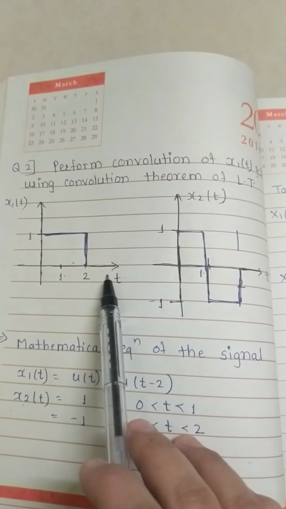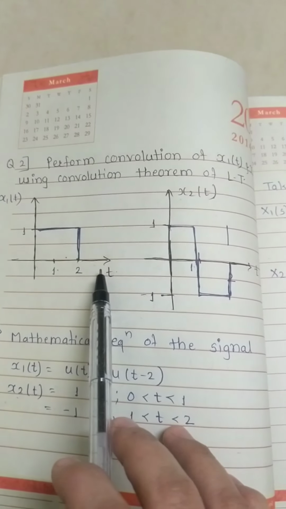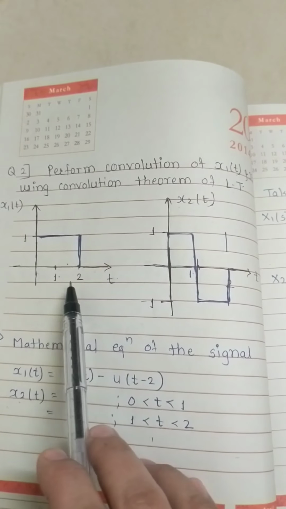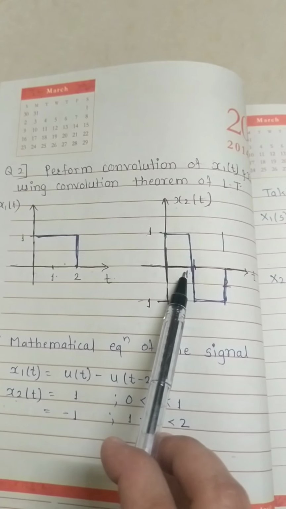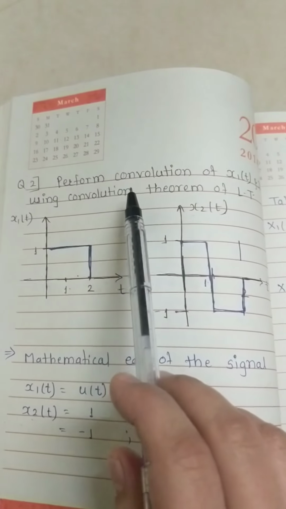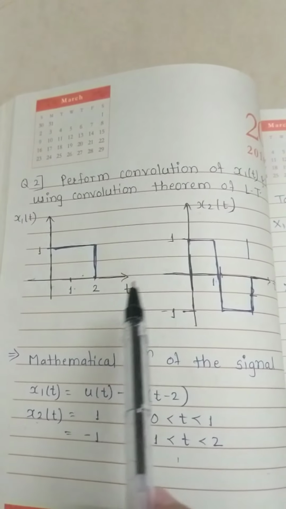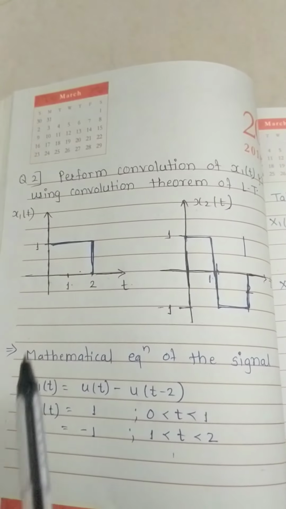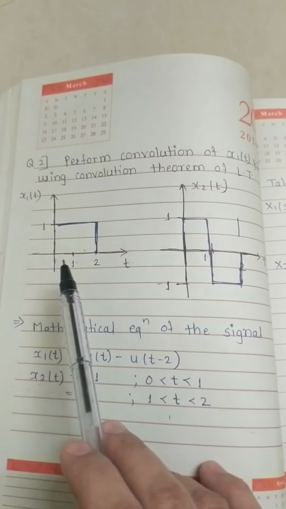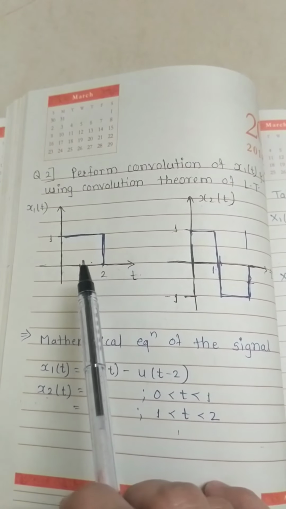Now here in this example, instead of equations they provide you the waveforms for x1 of t and x2 of t. So whenever you want to perform a convolution, your first job is to convert that waveform into a signal. So let us convert this waveform into a signal.